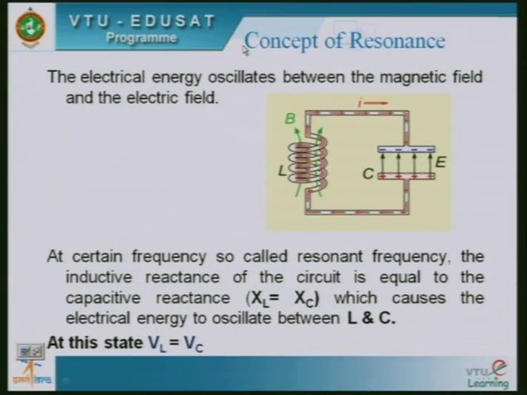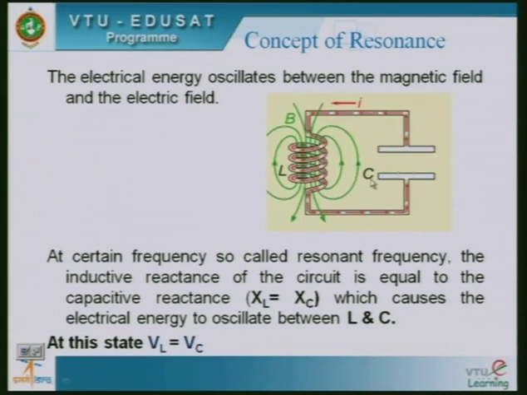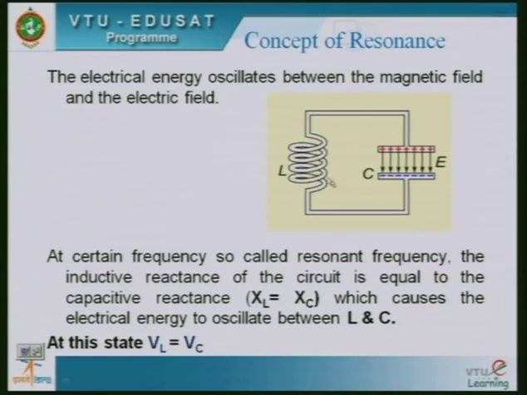Concept of resonance. One can understand very easily how an LC circuit works. What happens in between L and C? See here, this is an animated picture. One inductor and one capacitor are connected. It is called an LC circuit. Most familiarly, it is called a tank circuit or tuning circuit.